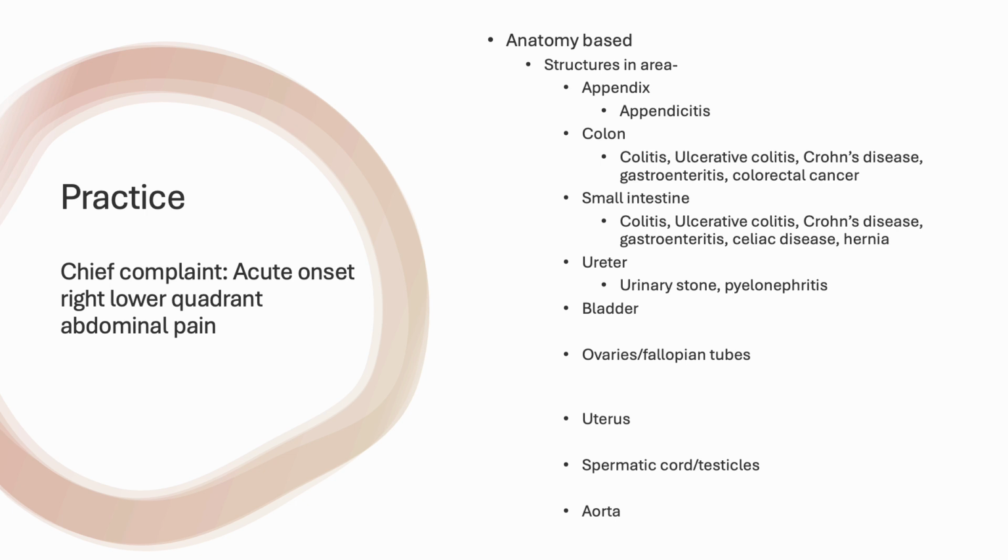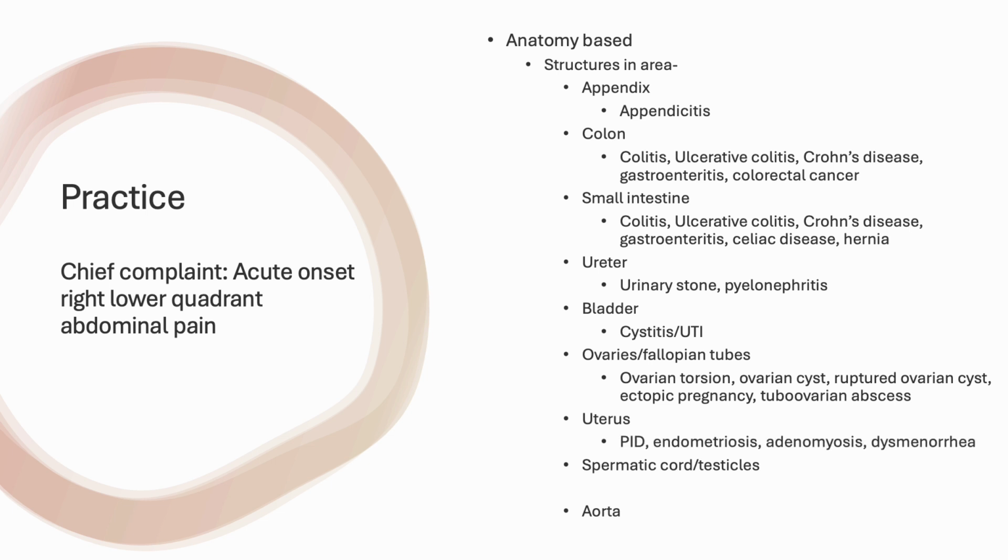For the ureter, we talk about urinary stones or an ascending pyelo, or a UTI that's developing into a pyelonephritis. It could just be a simple cystitis, also known as a UTI. For the ovaries and fallopian tubes, it could be an ovarian torsion, or ovarian cysts, especially if they rupture, can be extremely painful. You always have to be on the lookout for ectopic pregnancies in females of childbearing age, and then a tubo-ovarian abscess, which can be a pretty gnarly infection in the pelvic area.